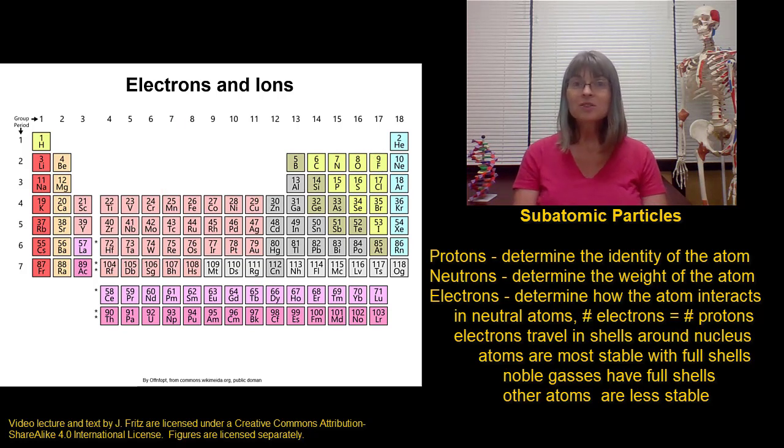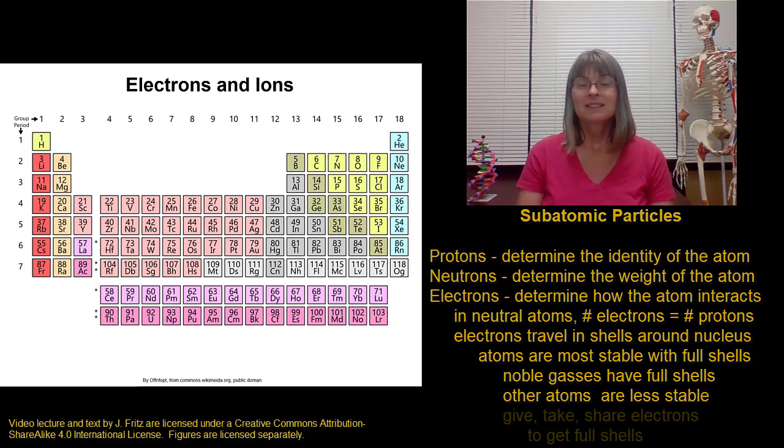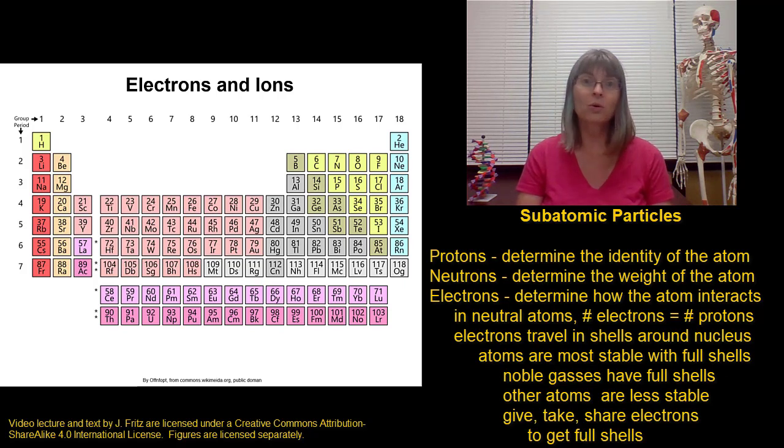So what's an atom to do if it wants to be stable? Well, atoms will take electrons from other sources, or give away electrons, or share electrons as needed in order to get full shells. And it's that taking and giving or sharing of electrons that allows atoms to be able to form bonds with each other so that we can make molecules.